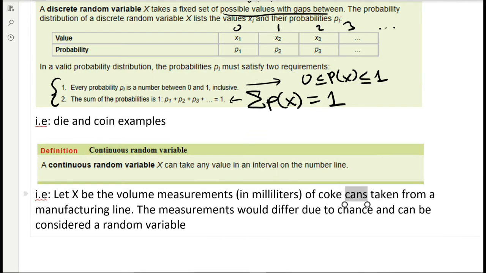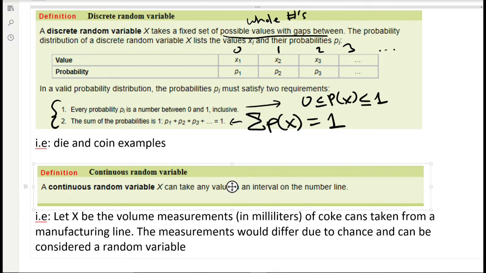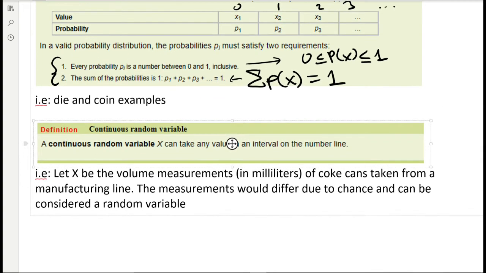So an example of a discrete random distribution is like the coin example or the die example, where they're whole numbers 1 through 6, or 0 heads, 1 heads. You can't get 1.5 heads, for instance. So that would be discrete.